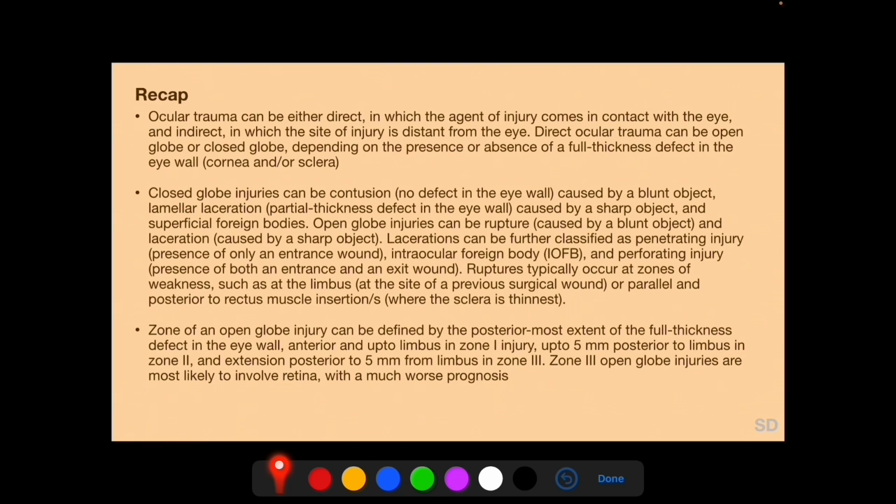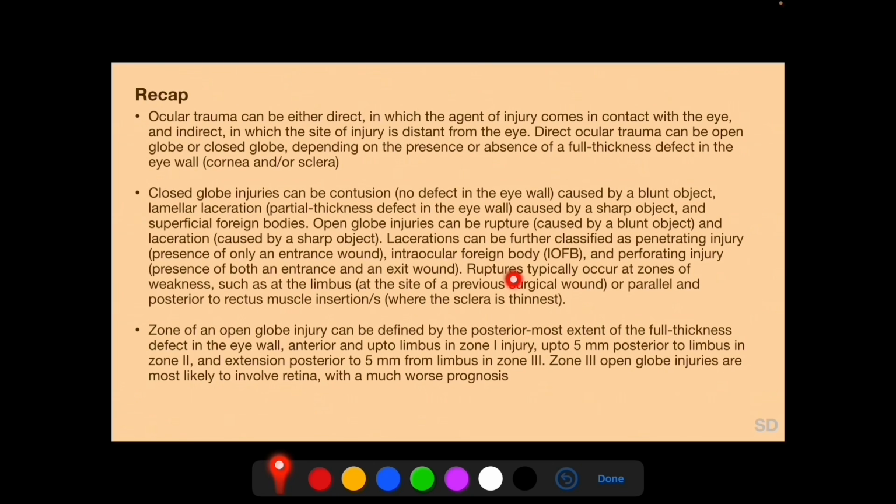Closed globe injuries can be contusion, in which there is no defect whatsoever in the eye wall and is caused by a blunt object. Lamellar laceration, in which there is a partial thickness defect in the eye wall and is caused by a sharp object, and superficial foreign bodies. Open globe injuries can be rupture, which is caused by a blunt object, or laceration, which is caused by a sharp object. Lacerations can be further classified as penetrating injury, in which there is presence of only an entrance wound in the eye wall, intraocular foreign body, and perforating injury, in which there is presence of both an entrance and an exit wound in the eye wall.